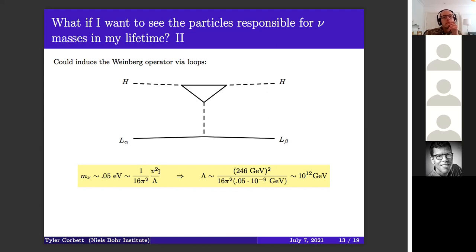The vacuum expectation value squared over lambda, that's just the Weinberg operator again. And this gives me a heavy mass scale of maybe 10 to the 12 GeV instead. So these are two different ways that I can bring that heavy mass scale down, but I'm still in an effective field theory.